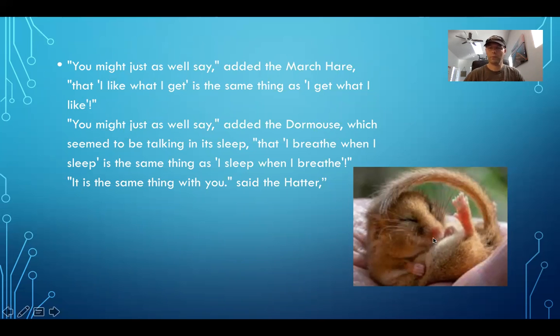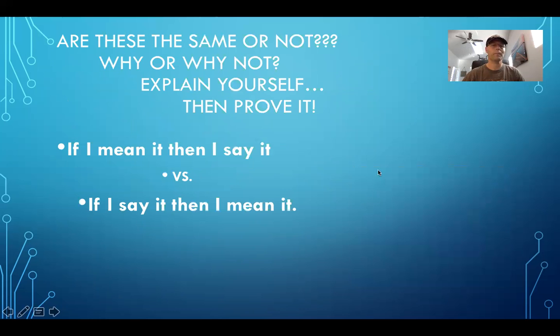This is a dormouse in a person's hand. The dormouse is very, very small. So what can we do with all that? Are these the same or not? Why or why not? Explain yourself and then prove it. So you'll just have to explain it to yourself and think it through if you're watching the video.